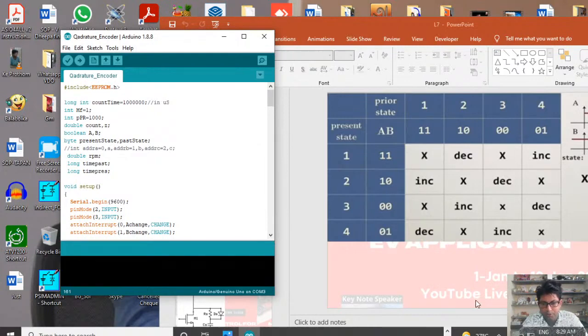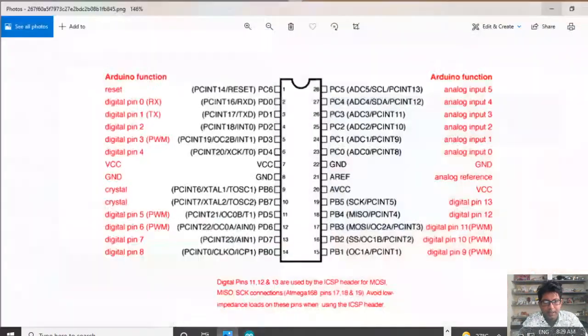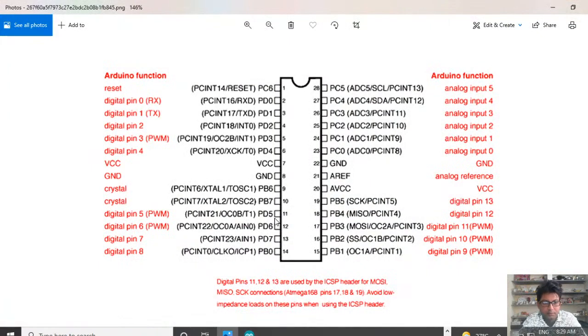Another thing I want to tell you: here, how many timers are there? So this is one, OC1, OC2, OC0. So there are 3 timers in this chip, and every timer will have 2 channels.